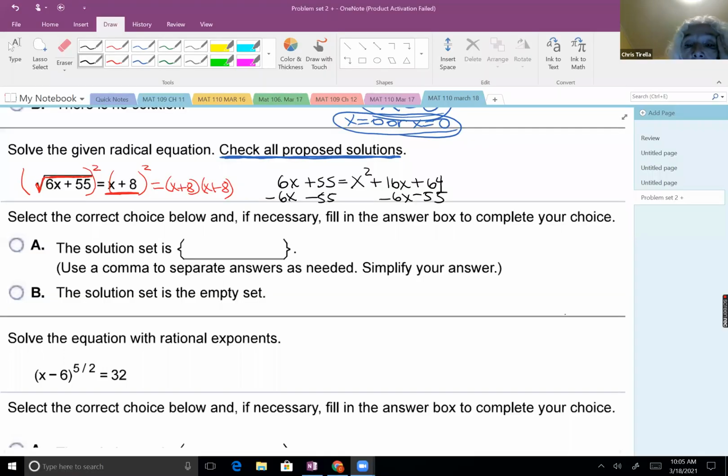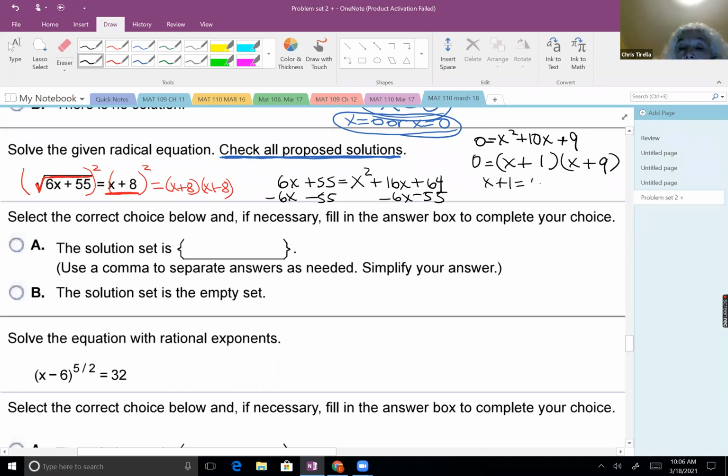So that gives me 0 equals x squared plus 10x minus 9. I apologize. That shouldn't be minus 9. That should be a plus 9. I think that's pretty factorable. If I factor my 9 into 1 times 9, and when I set each factor equal to 0, I get x can be -1 or x can be -9.